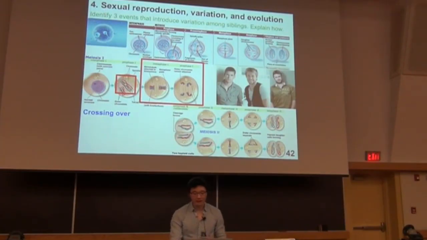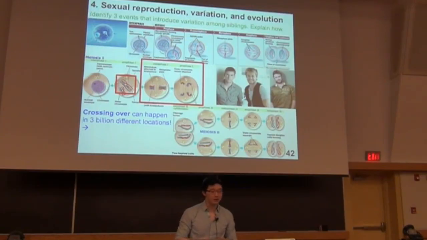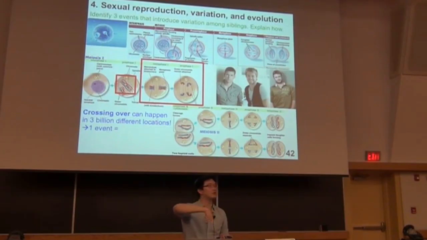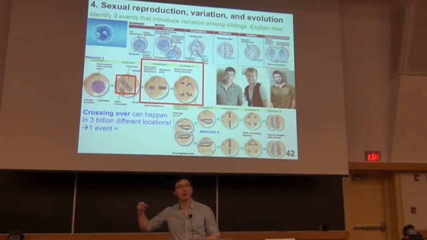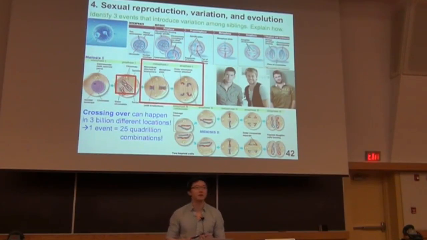Right now, this actually introduces a whole bunch more variation because, technically speaking, crossing over can happen anywhere in the genome. Okay? And so if we have 3 billion base pairs in our genome, that means that we can have a crossing over anywhere between those 3 billion base pairs. Right? So 3 billion different locations where you can have crossing over. So basically, if you take one crossing over event in a random location in the genome, okay, and mix that with the 8.4 million combinations that you could get just from independent assortment, that gives you 25 quadrillion combinations.